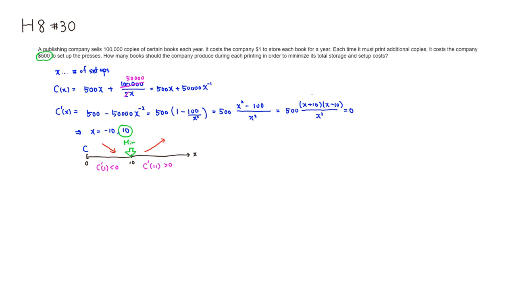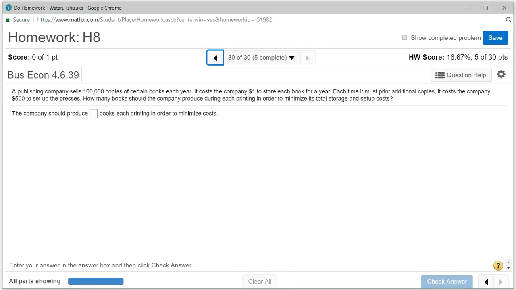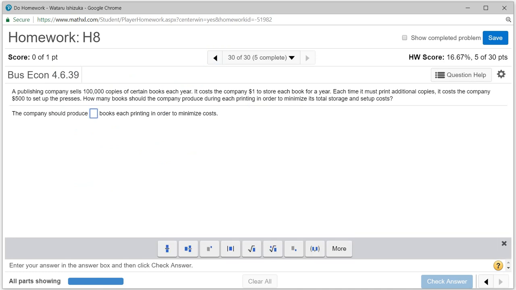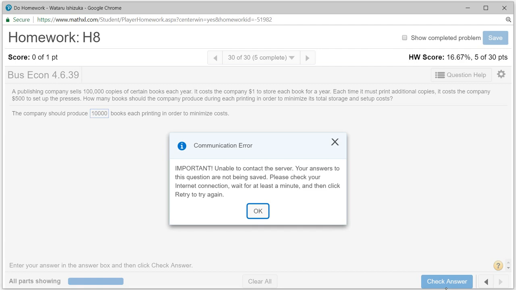So we want the x setups, and let's see, what was the question they're asking? How many copies should we produce each time? So we have 10 setups per year, and 100,000 divided by 10 means each setup you're going to produce 10,000 copies. All right, so let's type it in. 10,000. Check the answer.